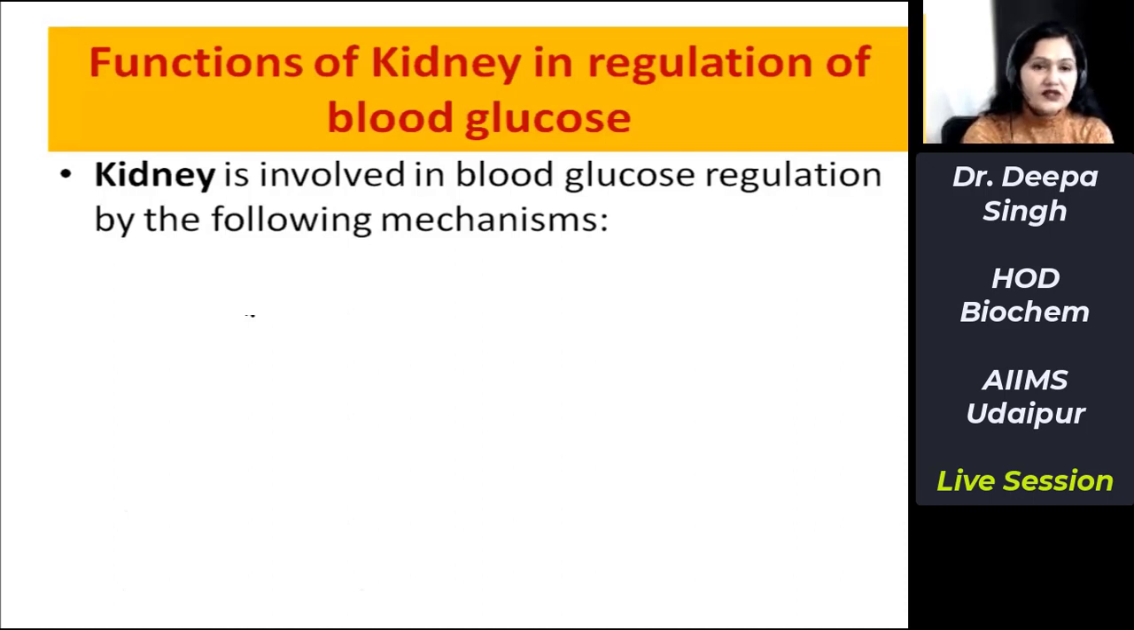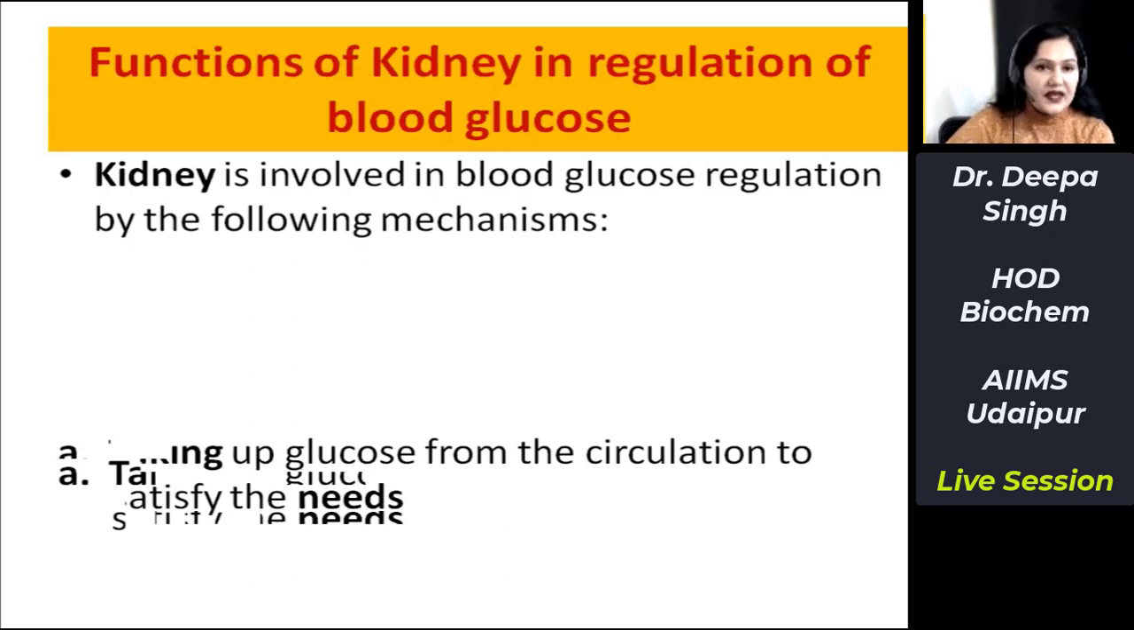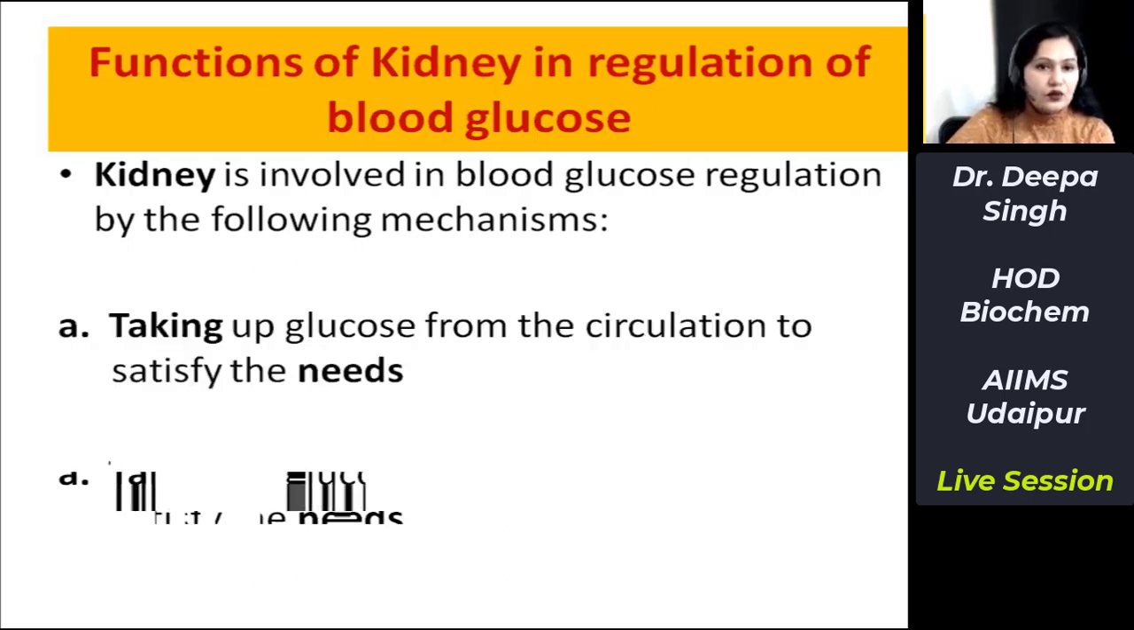Number one is it utilizes glucose following meal. It utilizes glucose for its energy requirement. That is, it takes up glucose from blood circulation to satisfy its energy needs. Number two, it reabsorbs glucose, which is filtered in the glomerular filtrate. And number three is gluconeogenesis. So by these three mechanisms, kidney regulates the blood glucose concentration.